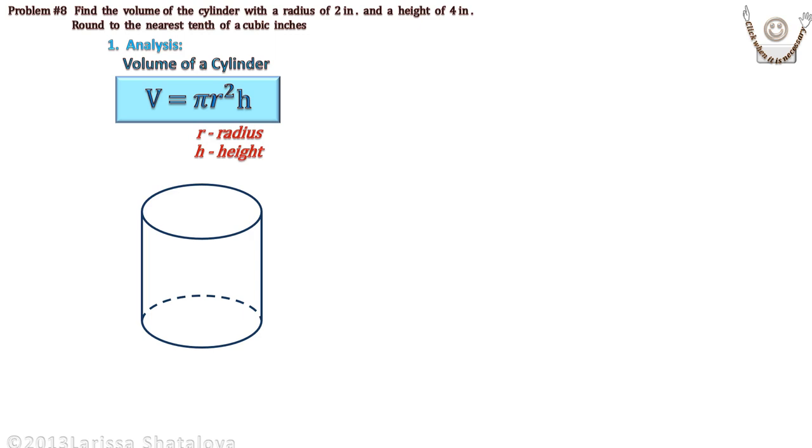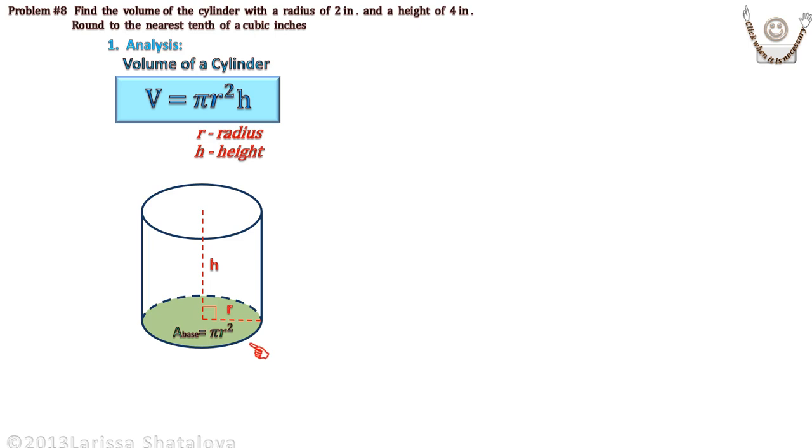You have here 3 variables and we have to identify what is what. V stands for volume, r is the radius, and h is the height. In many cases you will see a simple drawing like this one, a cylinder, and then you can see height and radius. And height is supposed to be perpendicular to the base.